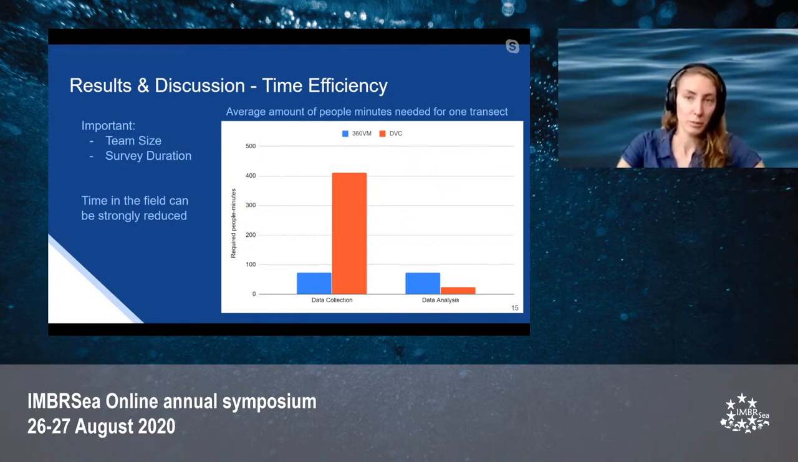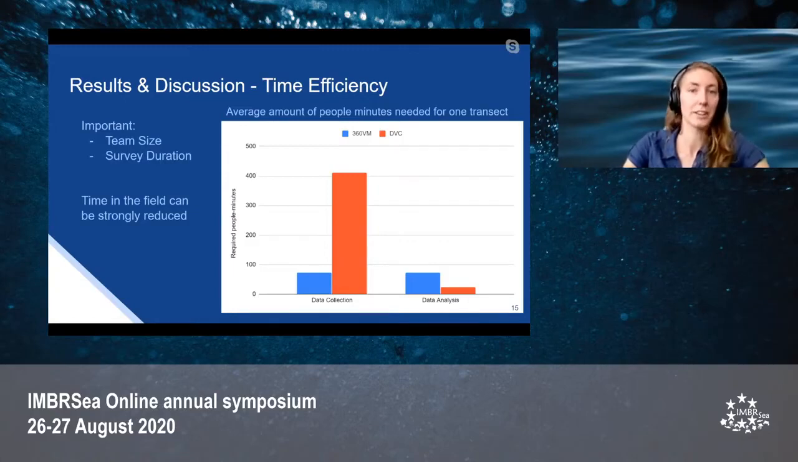The difference in people minutes was mainly because of the team sizes, because 360 video monitoring was performed by 2 people and the diver-based visual census was done in team sizes of 4 to 6 people. And additionally, as I already said, the survey durations were very different between methods, so the time in the field was just much longer for DVC.